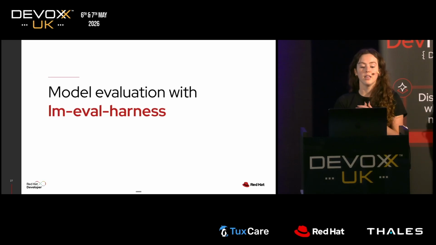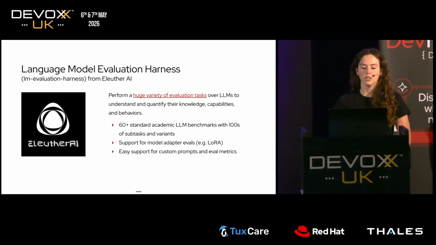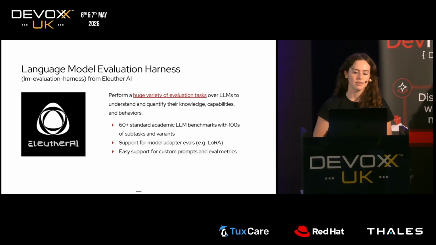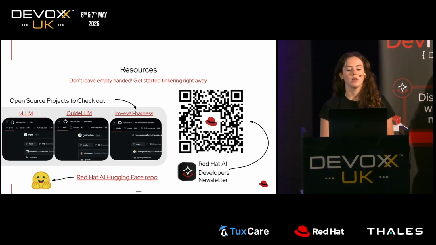Okay, LM eval harness. This is to actually check in on the model itself. There is a huge variety of different tasks that you can check an LLM's performance on. This is an open source project where you can run various tasks. And these are the resources that I've talked about today, and I want you to check out vLLM, GuideLLM, and then LM eval harness.